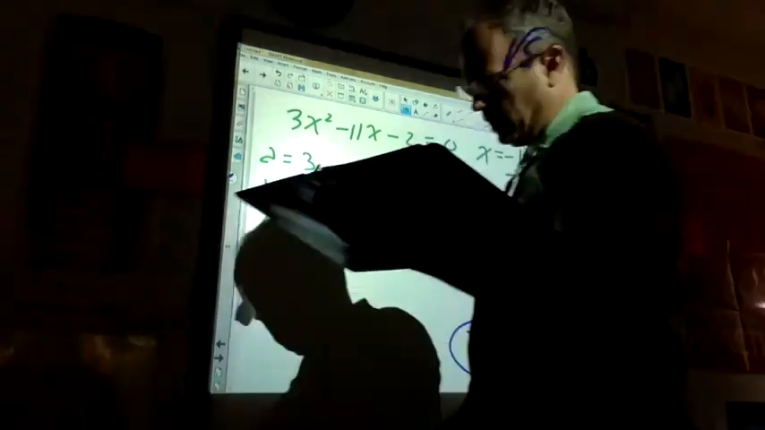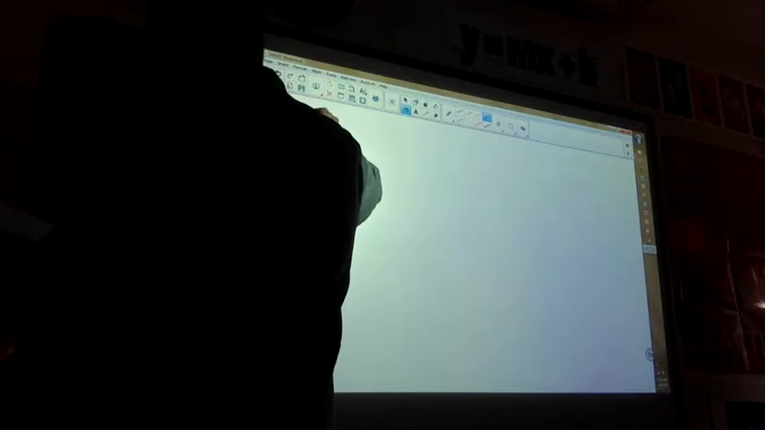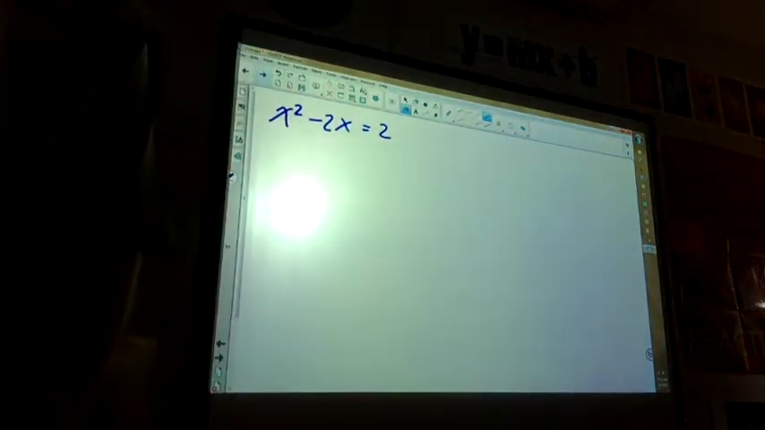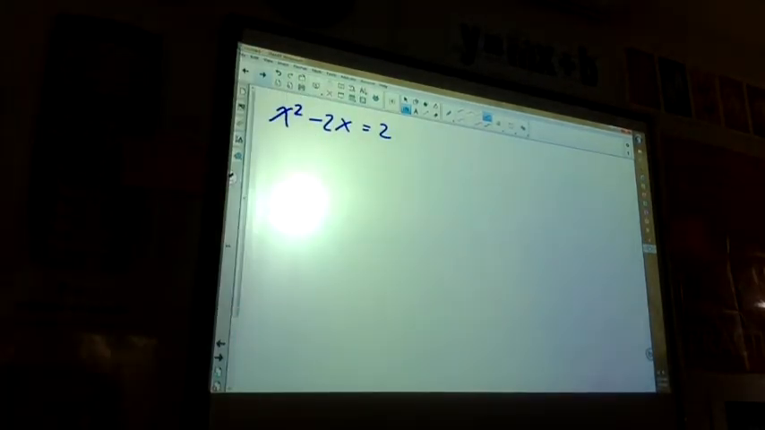Okay. Number 10. What's different about number 10? It doesn't equal 0. Awesome. So if it doesn't equal 0, what do we have to do to make it equal 0? Take away 2. Awesome.